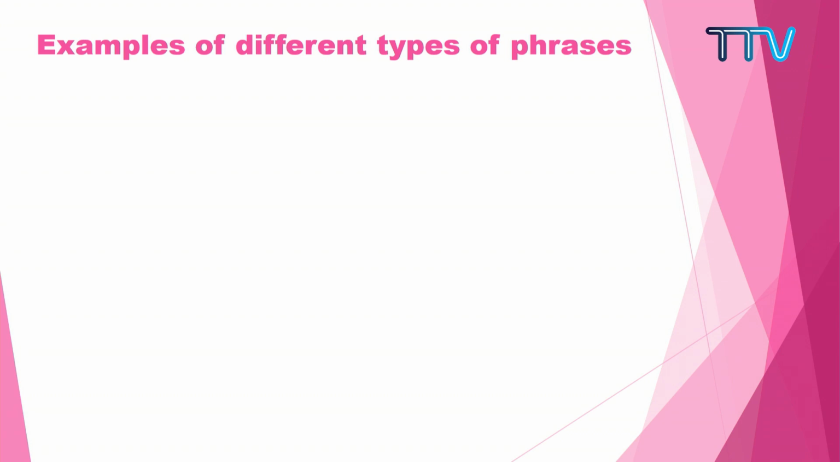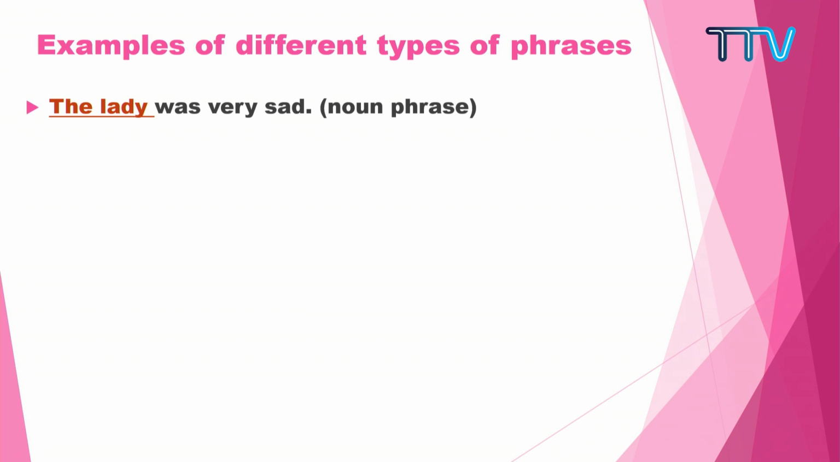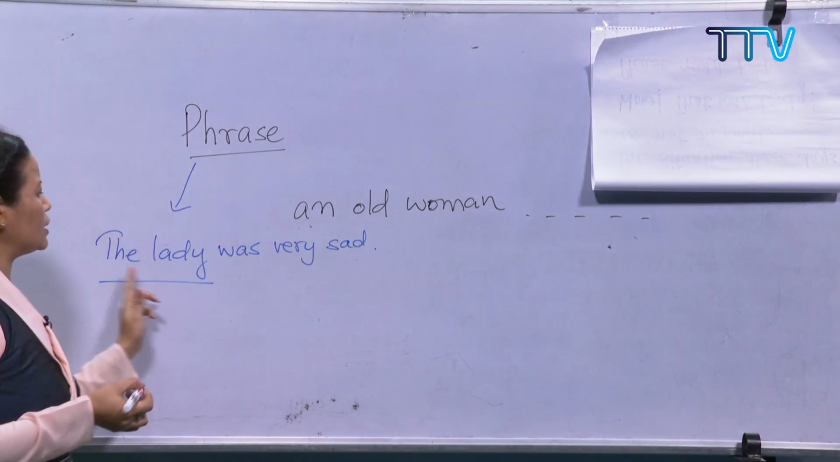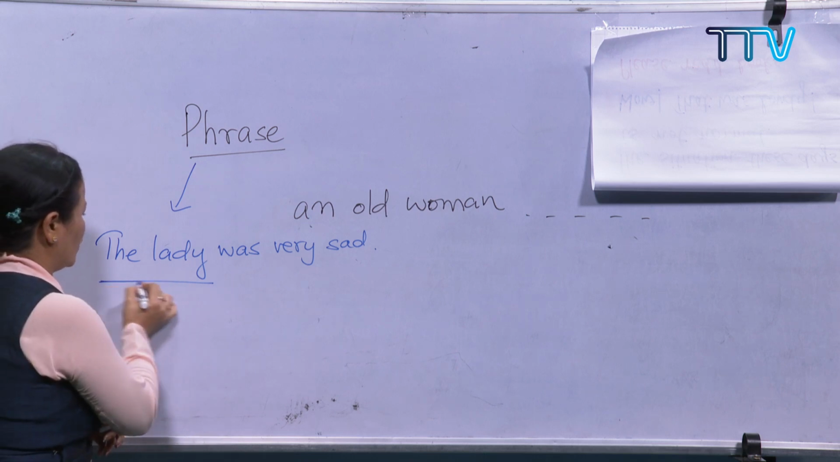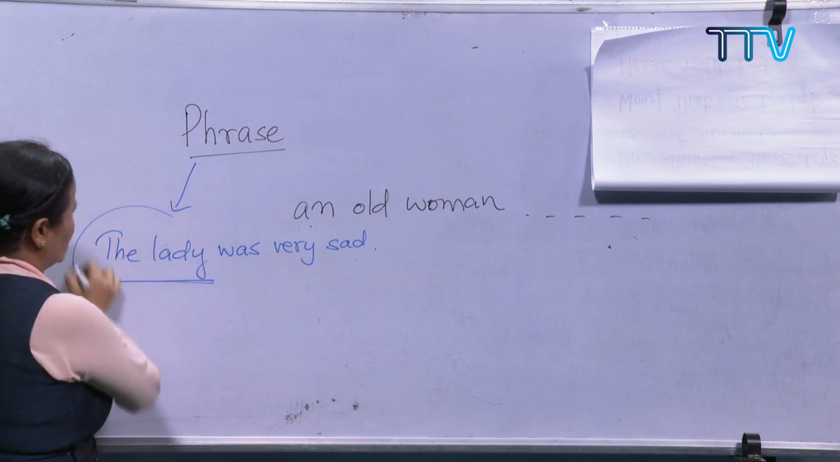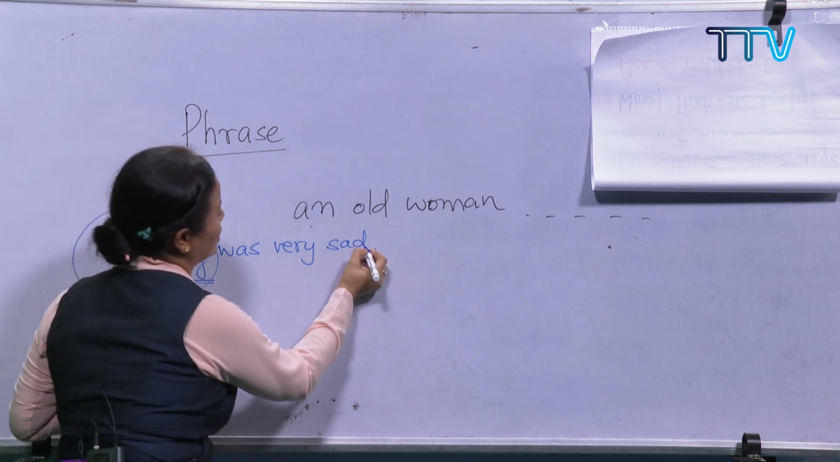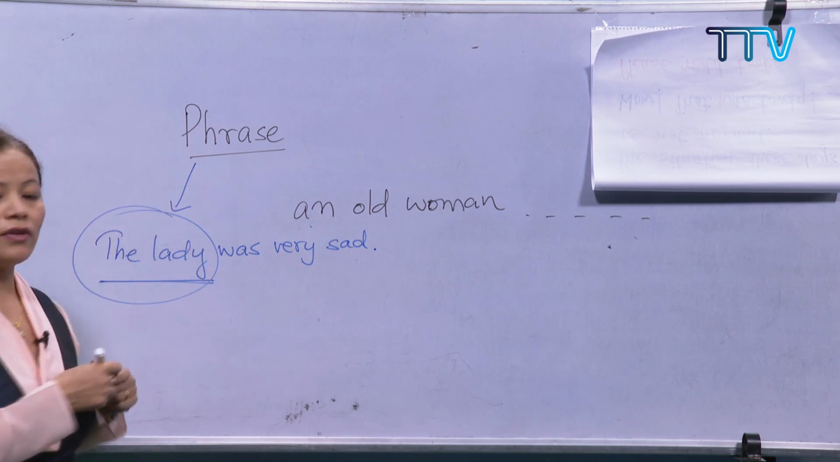So examples of different types of phrases. The lady was very sad. In this sentence, the lady was very sad, there is a noun phrase. The lady, this is a phrase, the lady, and this is a noun. So that's why the lady was very sad. This is an example of a noun phrase. Right. In the same way, we have another example.